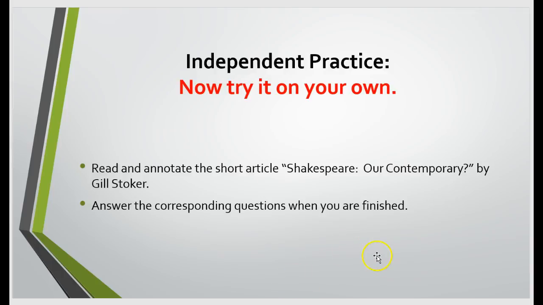Now we're going to try to practice this on your own, and so you're going to read and annotate a short article called Shakespeare Our Contemporary, and it's still centering around the same issue but takes a slightly different view. And then you're going to answer 5 corresponding questions when you're finished, and see how you do on your own with the skill of analyzing closely informational text.